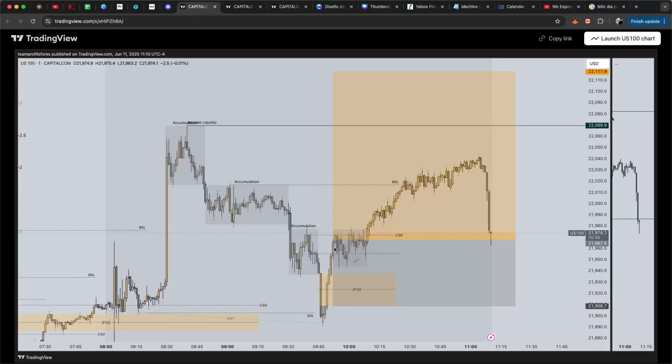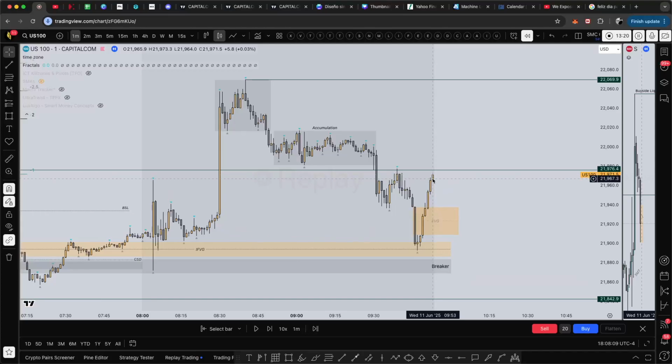You see, in this actual, I could have entered probably there, but I don't know. I was not ready. I wanted to see a little bit more volume, more momentum. So price did continue pushing. This was the change in the state of delivery right there on the 1 minute. So I took that buy somewhere in this area, right?